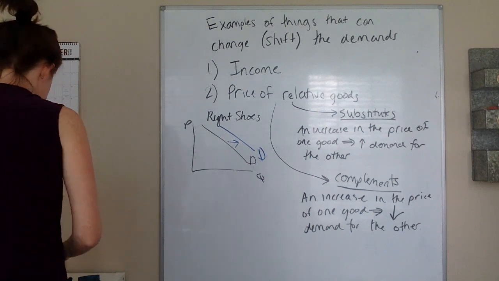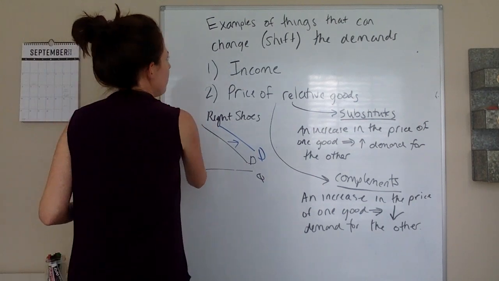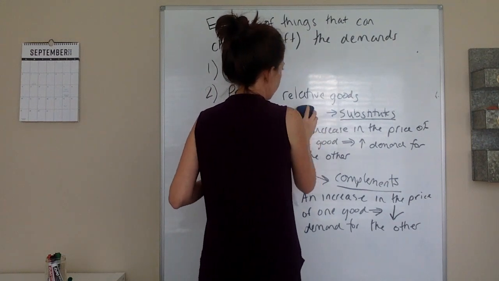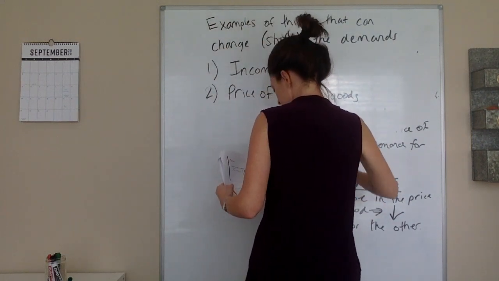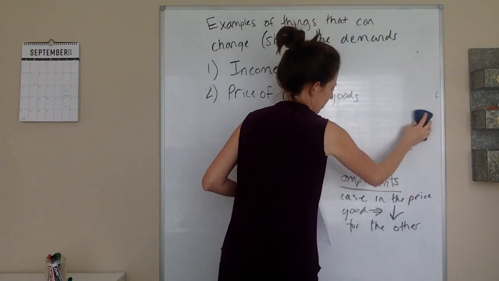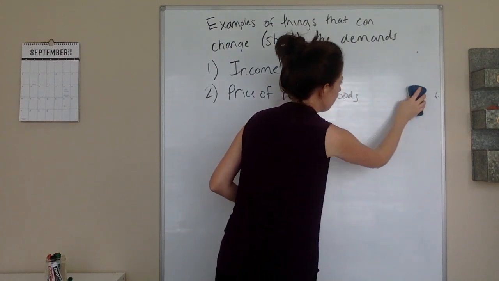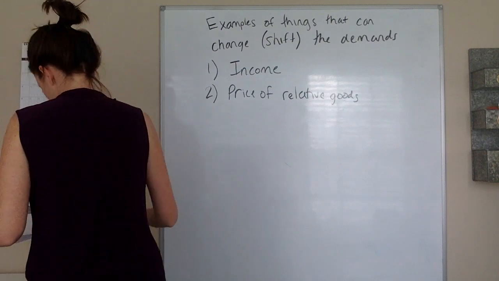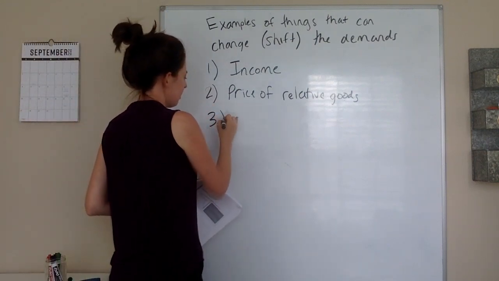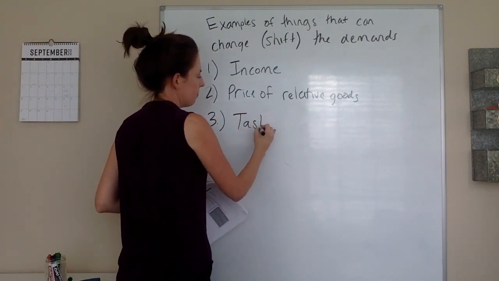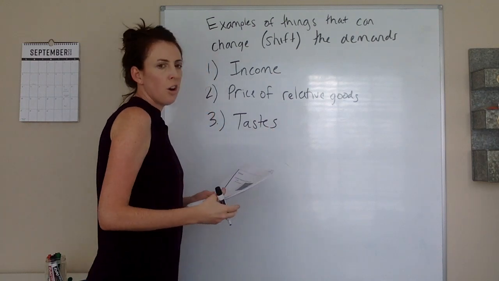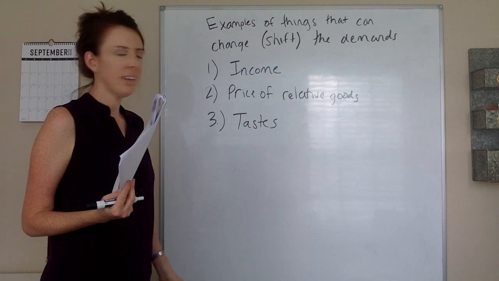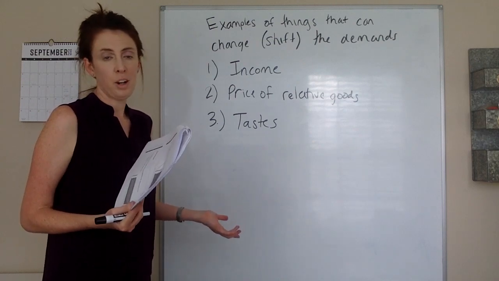Okay, so that's thing number 2 that can change the demand curve. Okay, thing number 3 is tastes. This one's a little bit less intensive, it's more straightforward. Tastes are just how much you like the thing. So if there's a change in people's preferences for something, then that's going to change the demand curve.